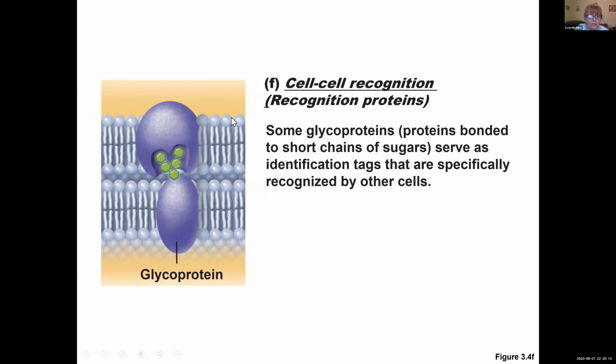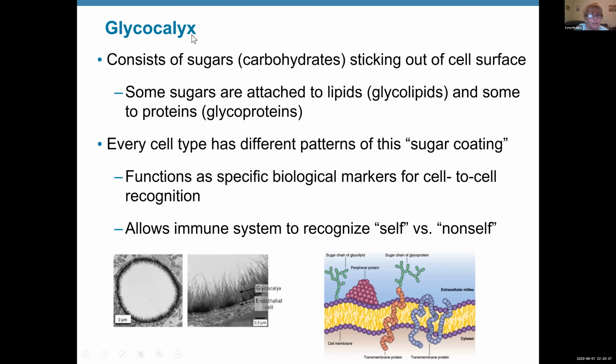This is cell-to-cell recognition. So over here, a good example would be the white blood cells of your immune system that recognize your own cells. So they recognize this glycocalyx, this sugar that is part of the glycocalyx. So by the way, that's what glycocalyx is.